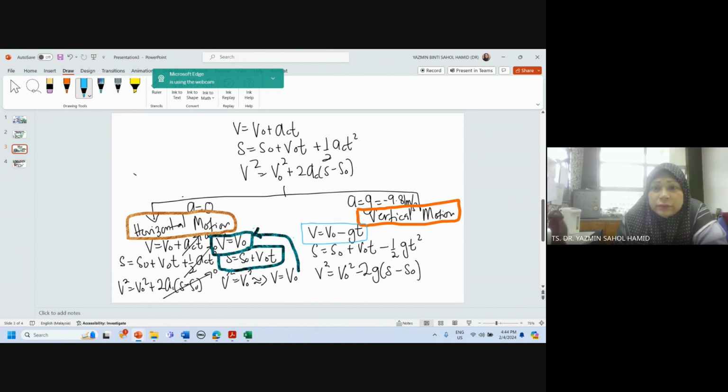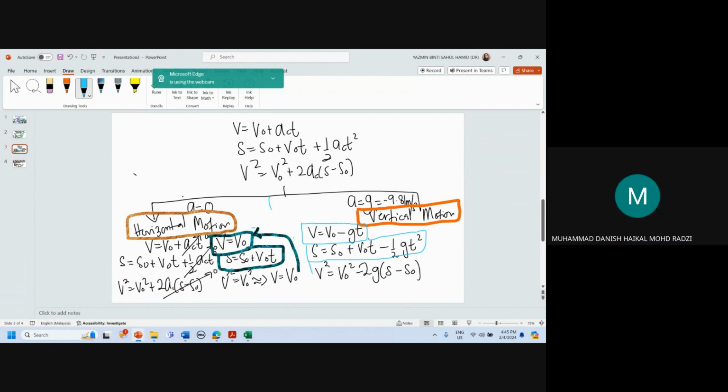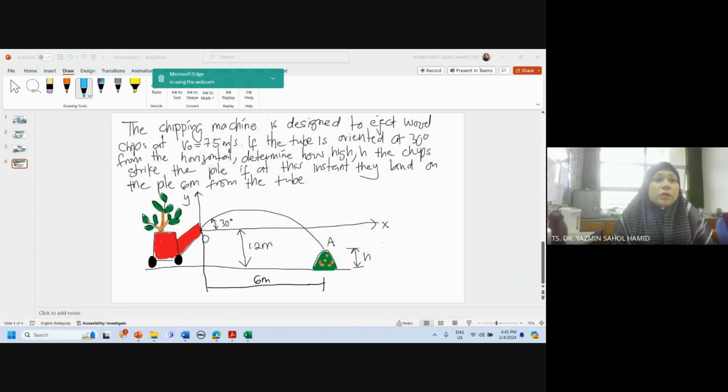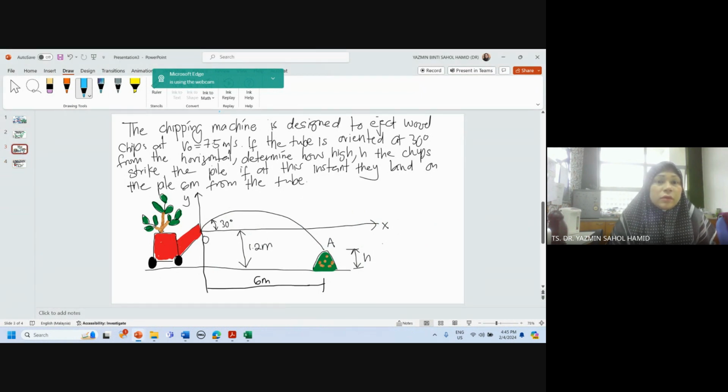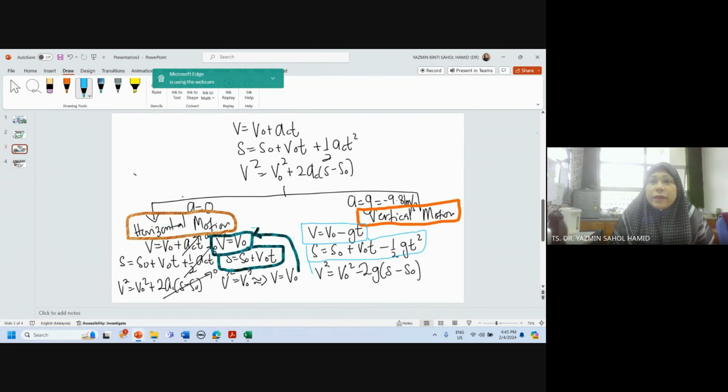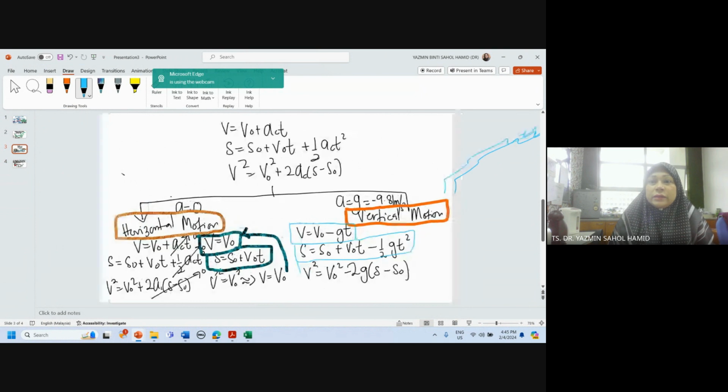Alright, saja buat kala-kala. Okay, you can put the formula in the box. Where is my mouse? Oops. Nak buat. Okay. I can't find my pen. Where is this? Oh, here it is. Okay. I couldn't find my pen. It's not detecting. Okay. Yeah.